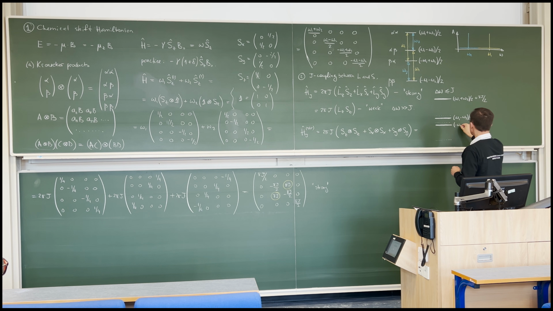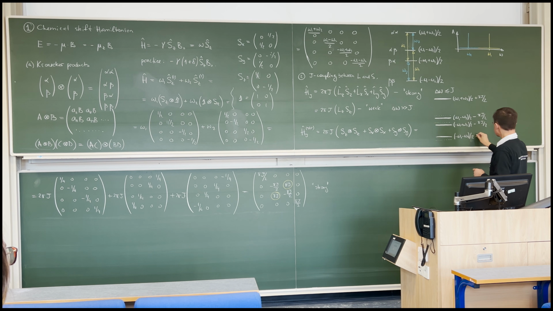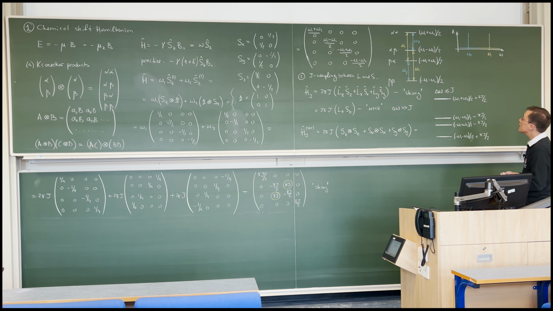And that's minus omega 1 plus omega 2 over 2, and then minus pi j over 2. And finally, the fourth level has gone up, like that. And that is minus omega 1 minus omega 2 over 2, and then plus pi j over 2. And let us now think about what that did to our transitions.